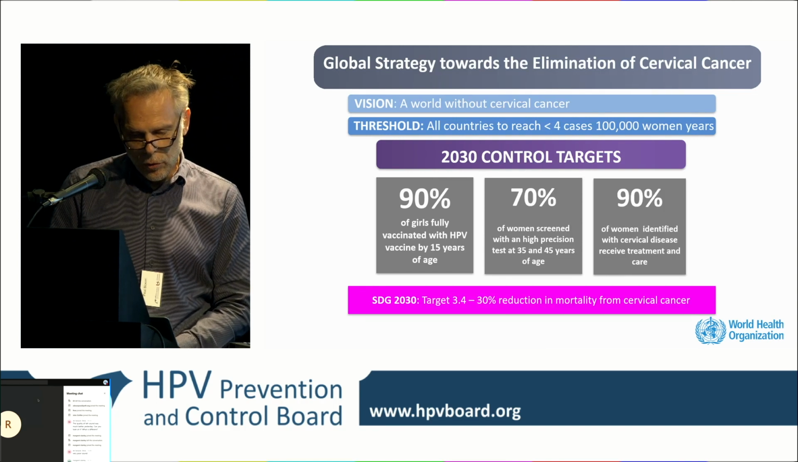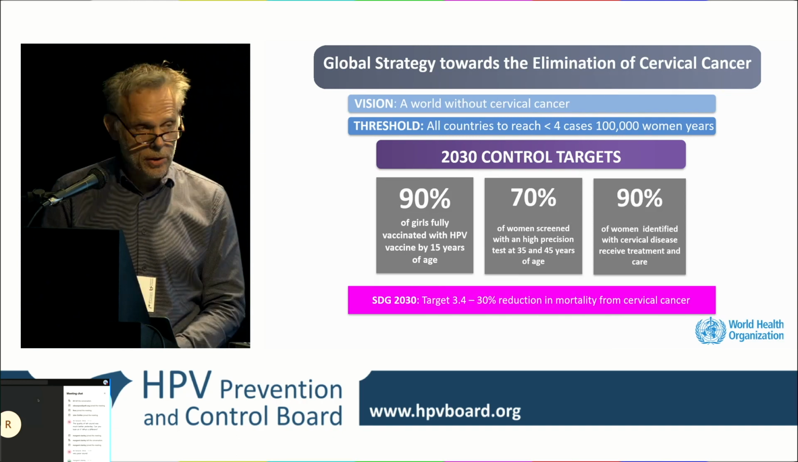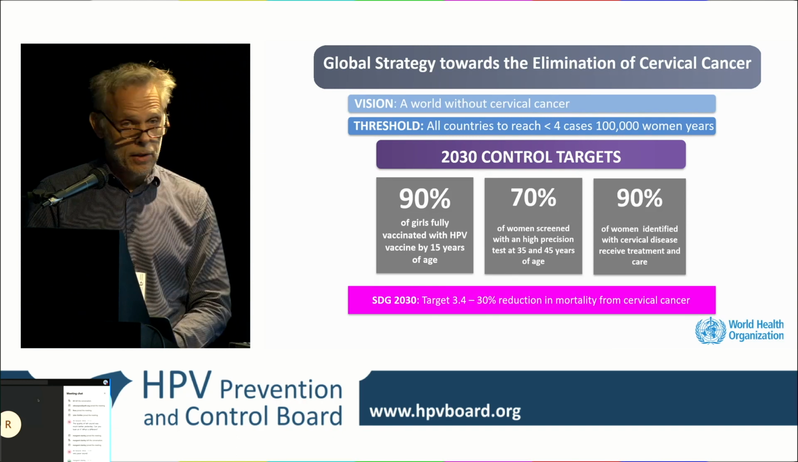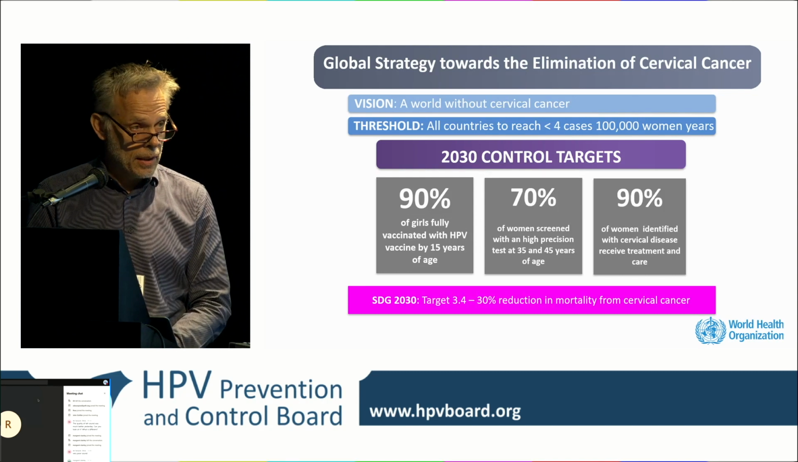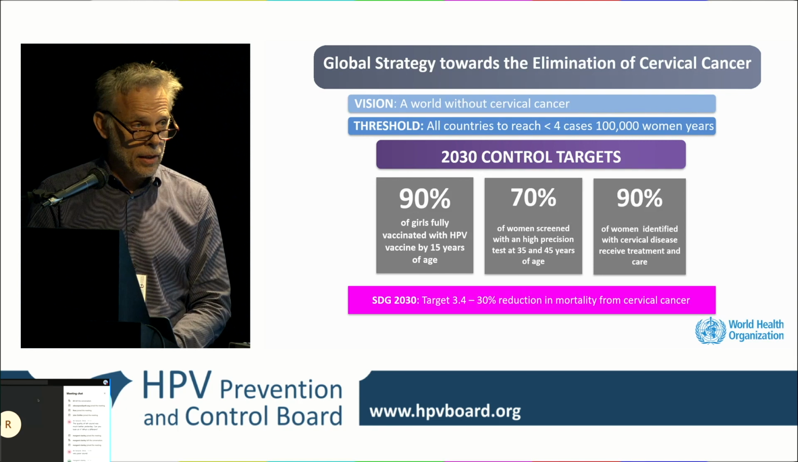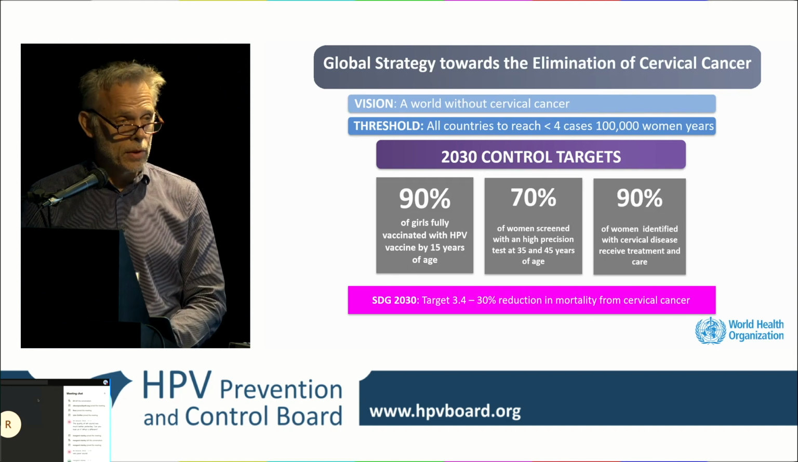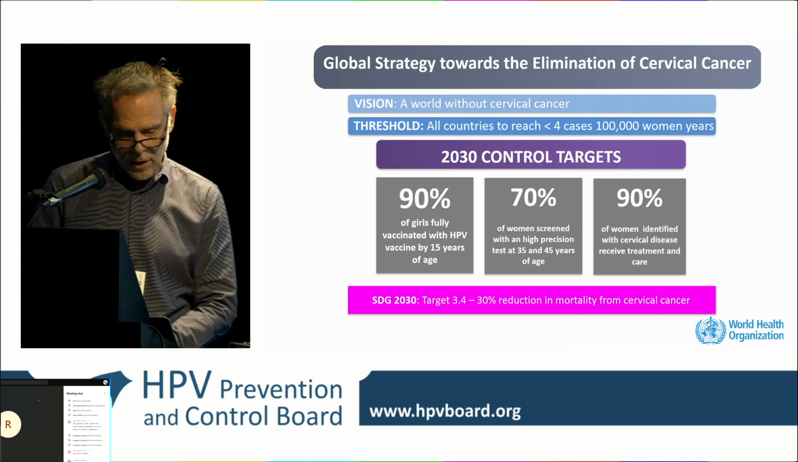And this threshold of 4 per 100,000 is being maintained. And as you can see in the 70% screening, we talk about high precision tests. This is short for DNA testing, and something that we say over the next 10 years, countries that introduce or evolve their programs will need to switch to these high precision tests.